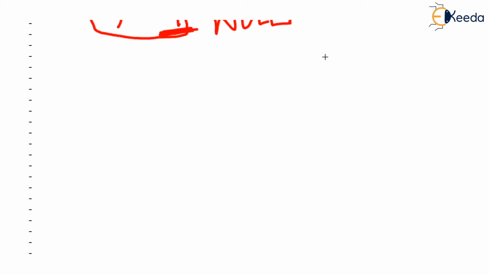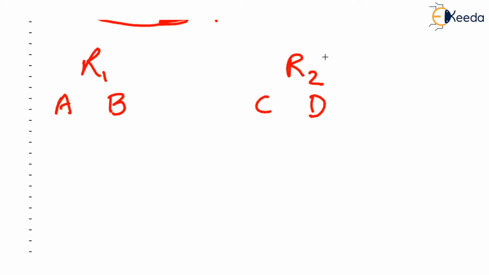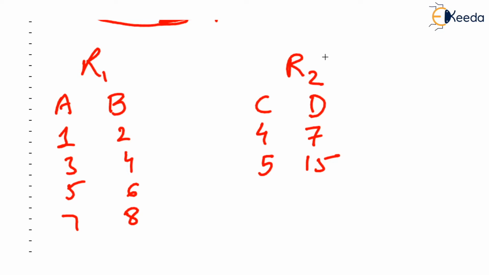Let's repeat what we have seen with some other example. Let's say R1 and R2 have A, B, and C, D. This time I am not taking any common columns, so it's not a natural join. And we have something like 1, 2, 3, 4, 5, 6, 7, 8, some arbitrary rows I have drawn. And C, D here has, let's say, 4, 7, then 5, 15, and 6, 17, and let's say 9 and 14. Okay, so these are R1 and R2.